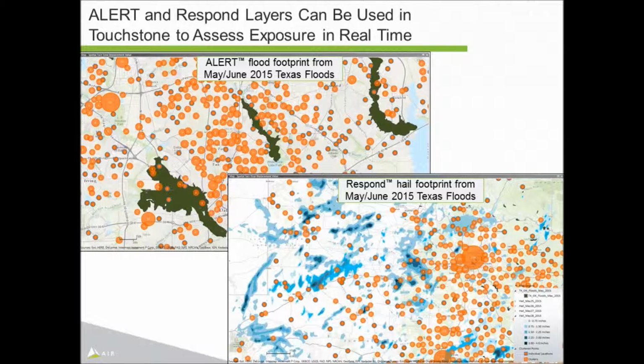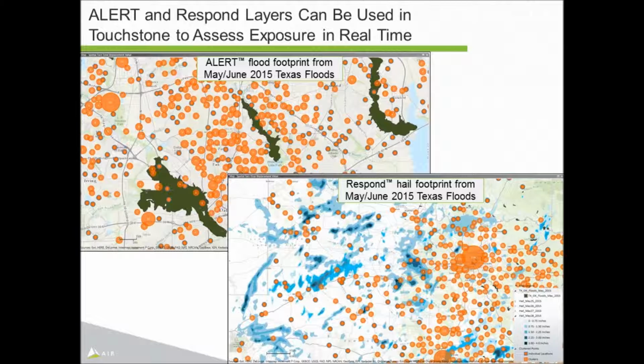And as a final example, shapefiles from our sister company Verisk Climate that include risk scores and event footprints for perils such as wind and hail can be imported into Touchstone's geospatial module to assess risk in the immediate aftermath of an event. These tools can be used alongside AIR's alert services to supplement real-time risk assessment.